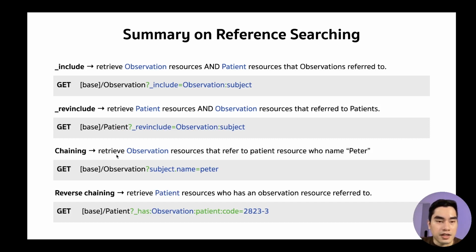Okay, and chaining, if you put it like this, it will retrieve only the observations, not including anything else, only the observations that refer to a patient resource named Peter. It's like filtering down the observation resources with the value in the patient resource. And reverse chaining, if you put it like this, retrieves the patient resource who has an observation that refers to that patient. So it's quite similar, but in a different direction. This one refers out, this one refers in. Like that. I hope you understand.